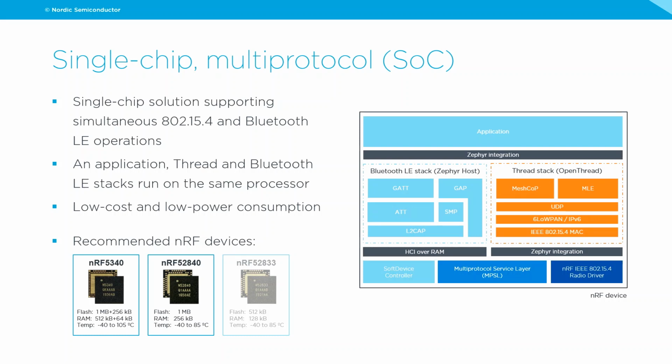BLE uses short periods of radio activity at regular intervals, while Thread uses all remaining time to work. So in practice, radio hardware is time sliced between those two protocols. However, this is completely transparent for the application developer, who can create a Thread application completely separate from the Bluetooth application. The set of hardware that you can use is similar to the previous option, although depending on your application, the nRF52833 device might not have enough flash size.